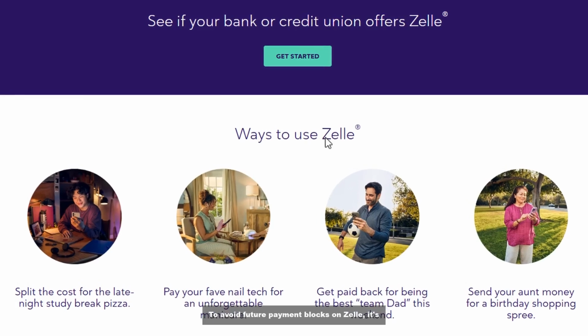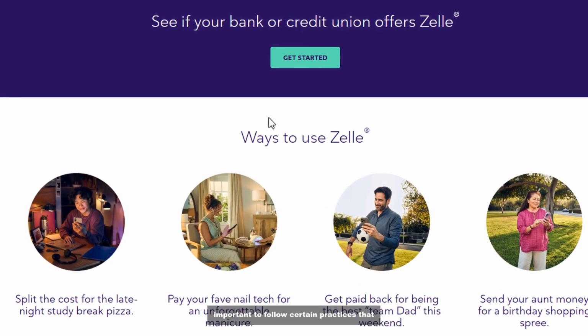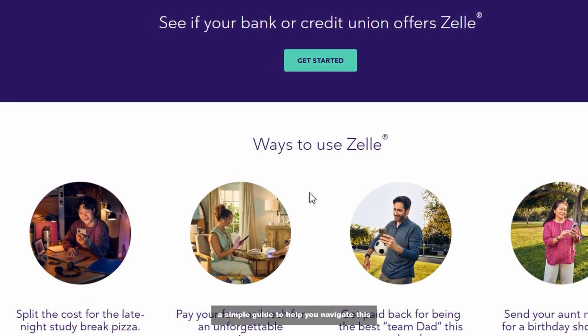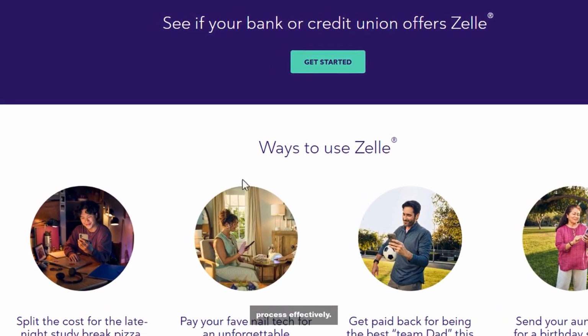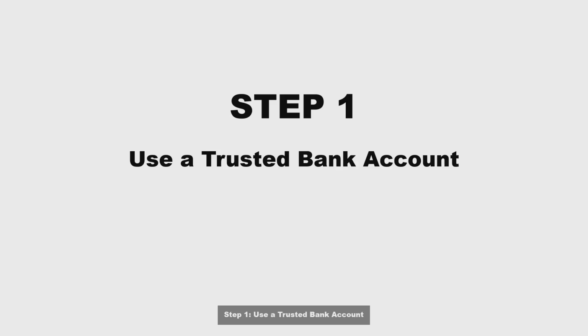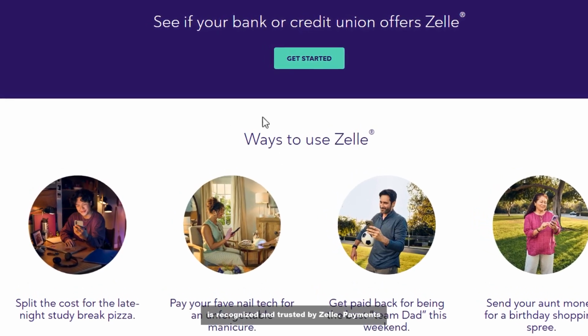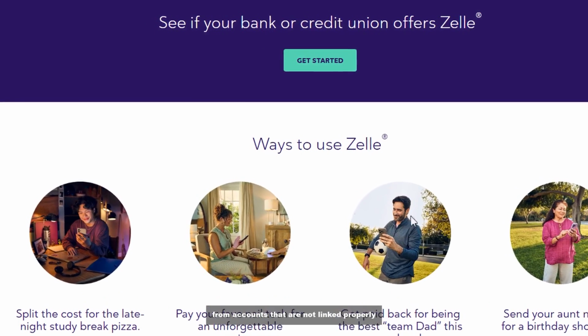To avoid future payment blocks on Zelle, it's important to follow certain practices that ensure your transactions go smoothly. Here is a simple guide to help you navigate this process effectively. Step 1. Use a trusted bank account. Ensure that you are using a bank account that is recognized and trusted by Zelle. Payments from accounts that are not linked properly can be flagged and blocked.